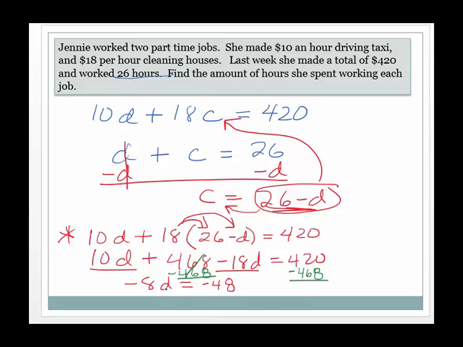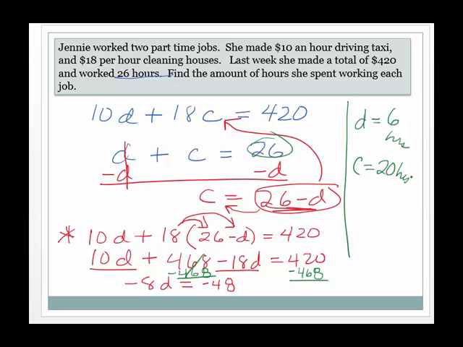Now, to solve that problem, I need to divide by negative 8 on both sides, and when I divide both sides by negative 8, I'm kind of out of room, so I'll come over here. I get D equals positive 6. So that means my driving time was 6 hours, and remember we had 26 hours total. Driving plus cleaning is 26, so my cleaning time was 20 hours.